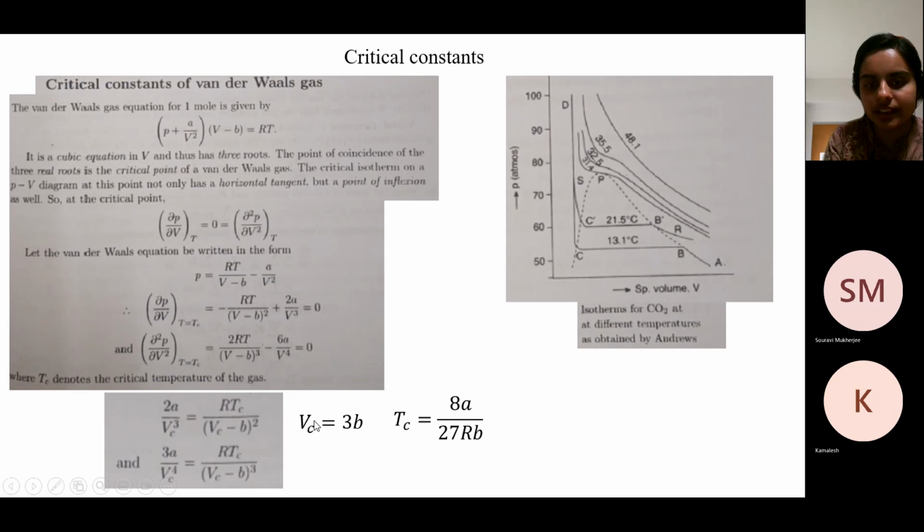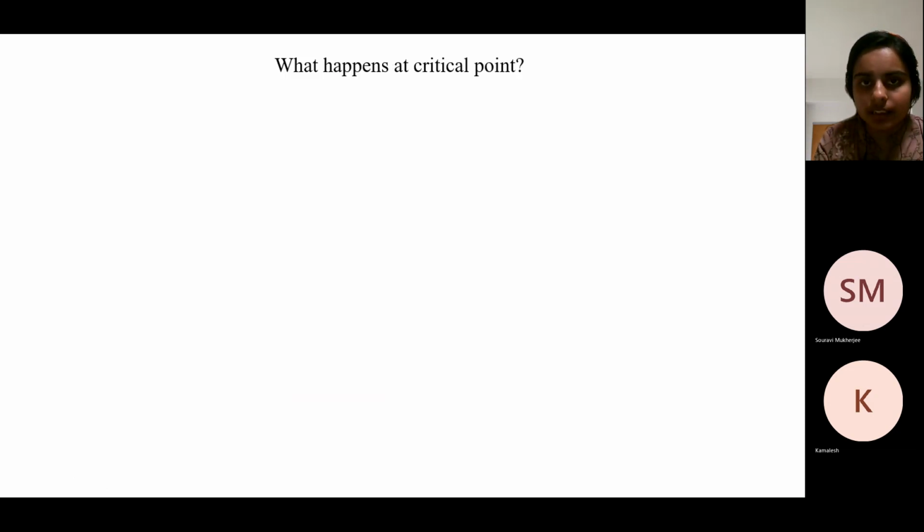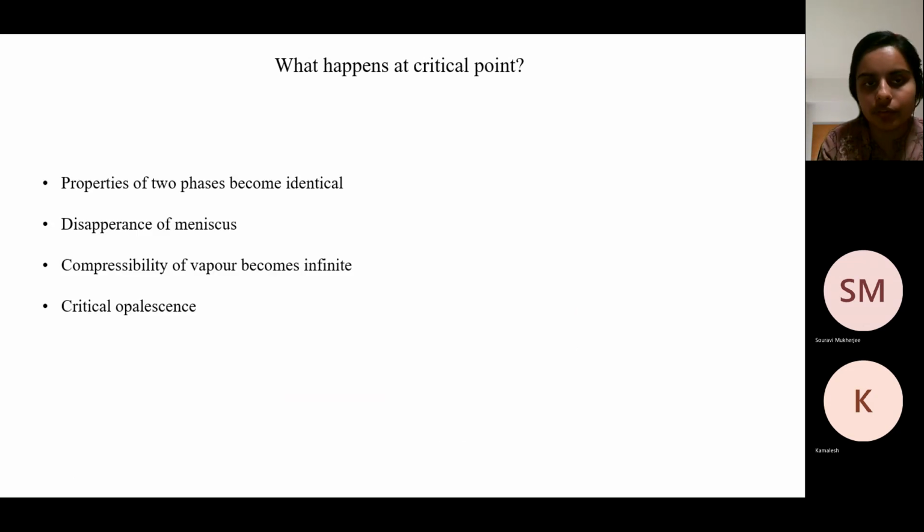And with the values of Vc and Pc, if you put that here, you would get the expression for the critical pressure. And that's something like this. Okay. So you should have this idea about what is the critical point and what are the different values of volume, temperature, and pressure at the critical point. Right. But now what happens at the critical point physically is that here the properties of the two phases, the liquid or the vapor phase in this case, become identical.